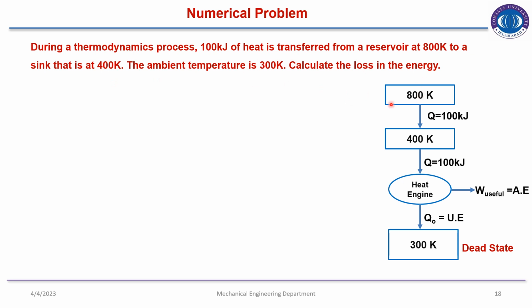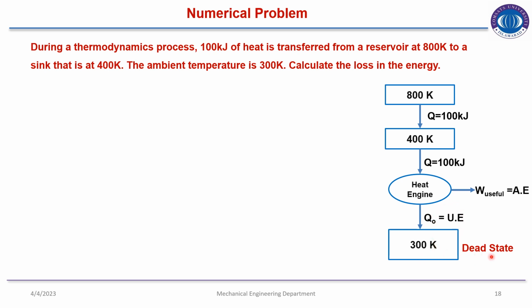That is the same as the case 2 scenario, and we have already derived the relation for these types of questions. Here we have a thermal energy reservoir at 800 Kelvin. It is giving heat to a 400 Kelvin reservoir, which is connected to a heat engine. For the heat engine, the source is 400 Kelvin and the sink is 300 Kelvin. Some useful amount of energy will be turned into work, and the rest will be rejected as unavailable energy into the sink.